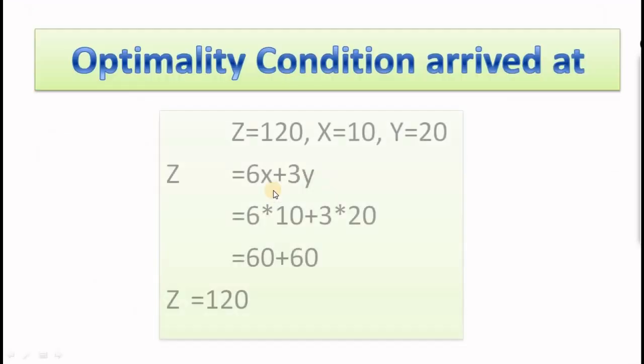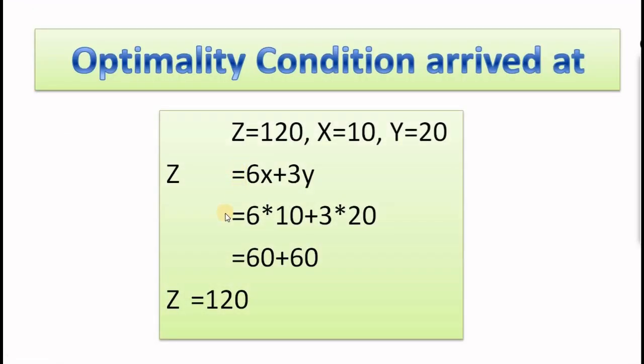If you apply these values to the objective function, Z is equal to 6x plus 3y. 6x, with x value 10, plus 3y, with y value 20: 6 into 10, 60, 3 into 20, 60. So the optimality condition is cross verified and achieved.